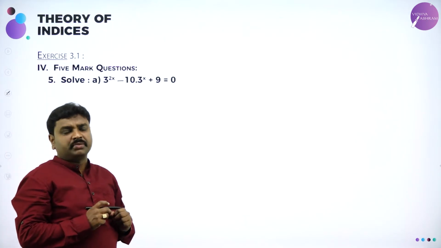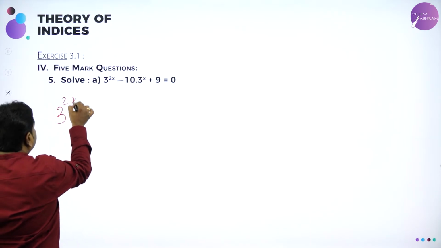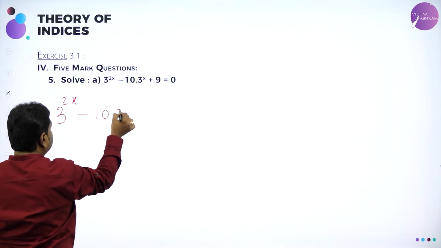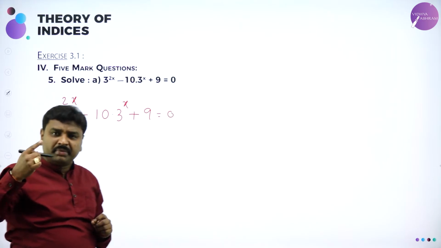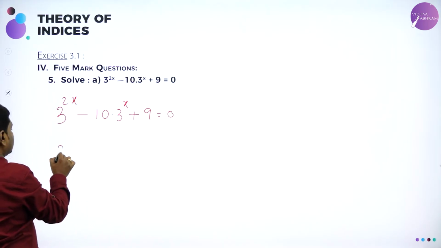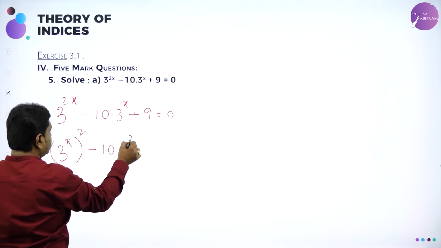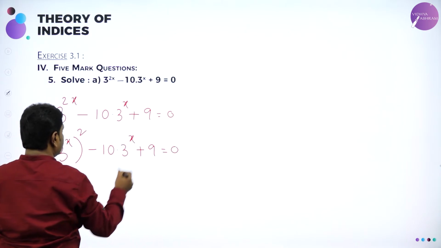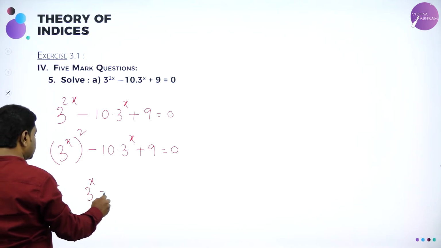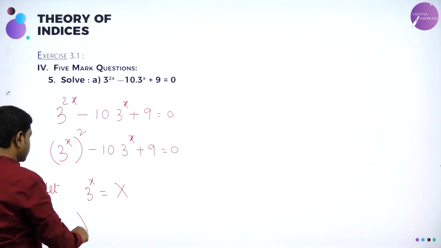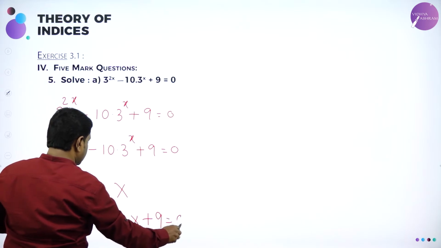Let us solve question number 5. They want you to solve, which means find the value of x. They gave 3^(2x) minus 10 times 3^x plus 9. See, please understand, you know (a^m)^n is a^(m×n). So here I have 3^(2x). I can write it as (3^x) whole square minus 10 into 3^x plus 9 is equal to 0. Now let us assume this 3^x value I'll take as capital X. Now the given problem becomes X squared minus 10 into X plus 9 is equal to 0.